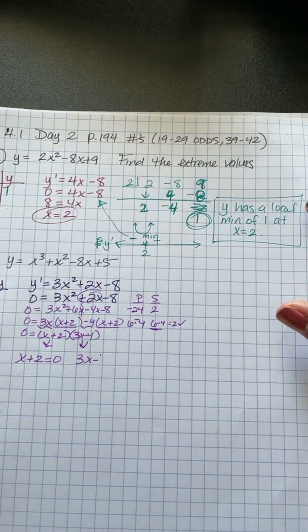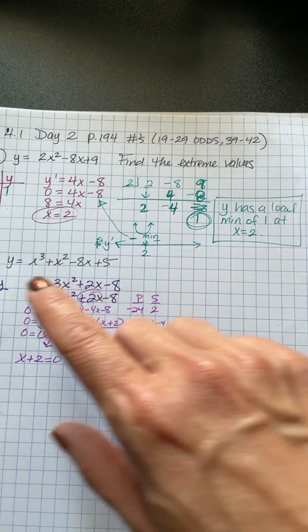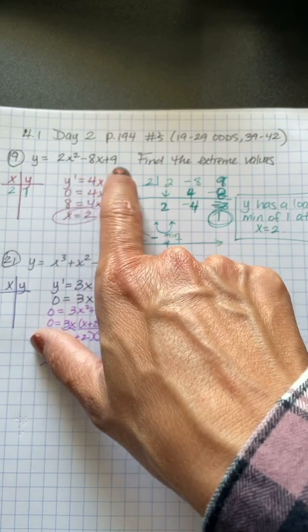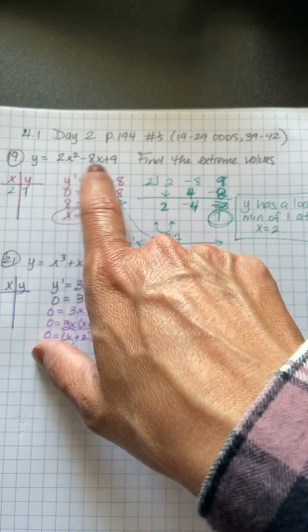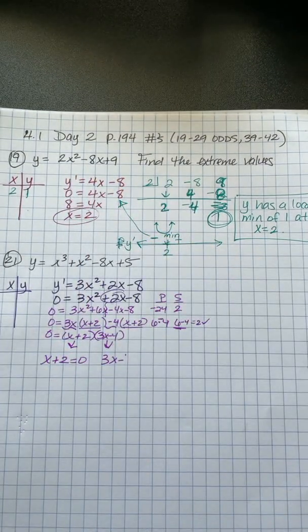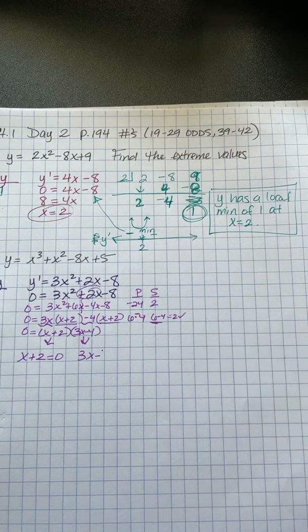So y then has a local minimum value of 1 at x equals 2. Oh, and to get the 1, you plug in a 2 for x and you get y equals 1. Or you can use synthetic division. It's a little bit quicker, I think. I don't know about you, but for me it's quicker. And you still get the same answer.